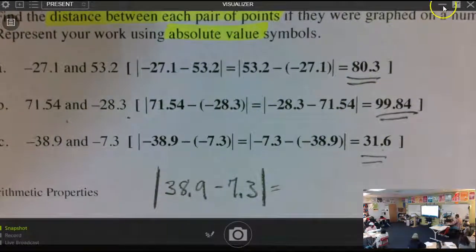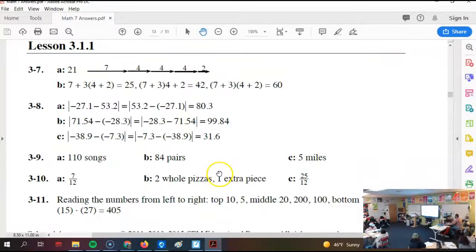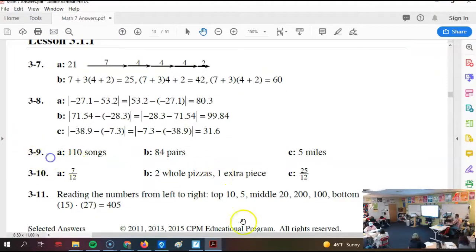All right, back to the answer key. In 9, we got 110 songs, 84 pairs, and 5 miles. Any questions on any of those? Do you see your mistake now, though?